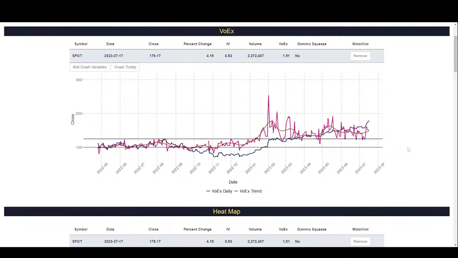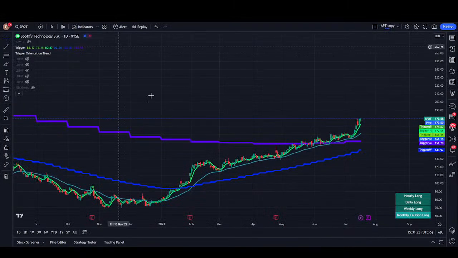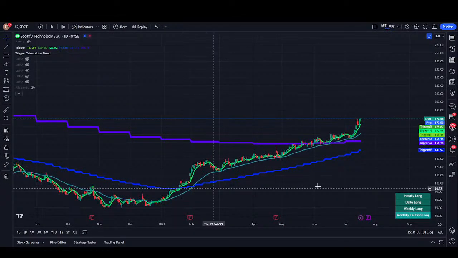So let's start over here. We can see on January 20th, Voex and Voex trend started to move into the inhibition zone. And then you can see for the remainder of the entire time period since January, Voex has been in the inhibition zone. So we said January 20th. Let's go to spot here.